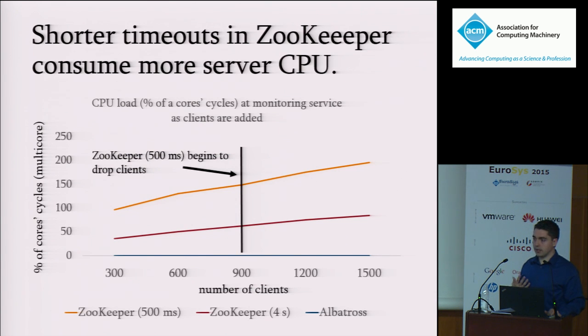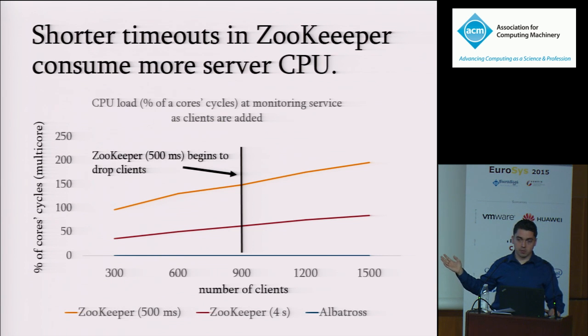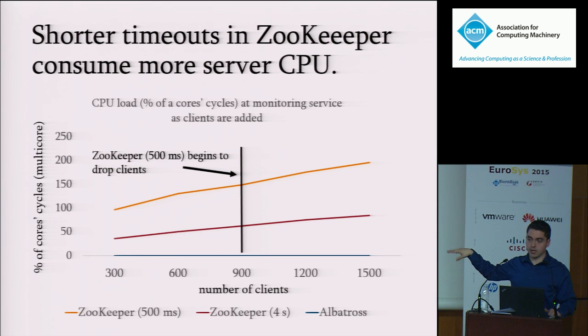Well, what we found is that handling these keep-alives from leasing processes required a lot more CPU. Here I have a graph showing the percent of a dual-core CPU being used by ZooKeeper as we add more clients for 2 different configurations. One with a 500 millisecond timeout, which would give detection time on par with Albatross, and one with a 4-second timeout that was shown in the graph above.